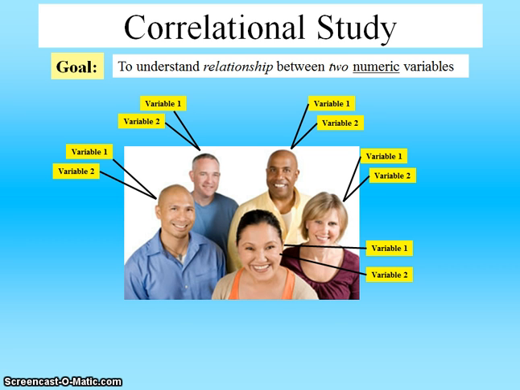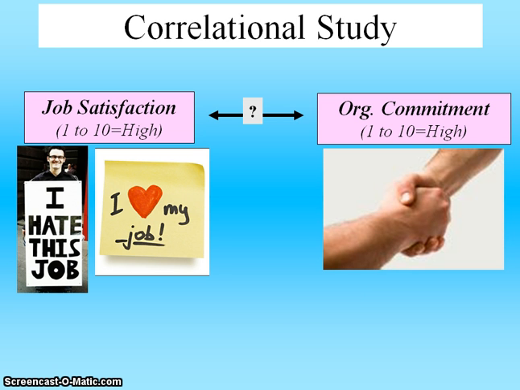So what we do is we get a sample of people, and from each of those people we get data on two variables. And then we're just going to see if there's a relationship between those two variables. I'm going to use an example from industrial psychology here. That's my background. So let's say we went into a factory and we ask people to rate on a 1 to 10 scale their job satisfaction, 10 being high, and we also ask them to rate on a 1 to 10 scale their degree of organizational commitment, how committed they are to the company, to the organization.